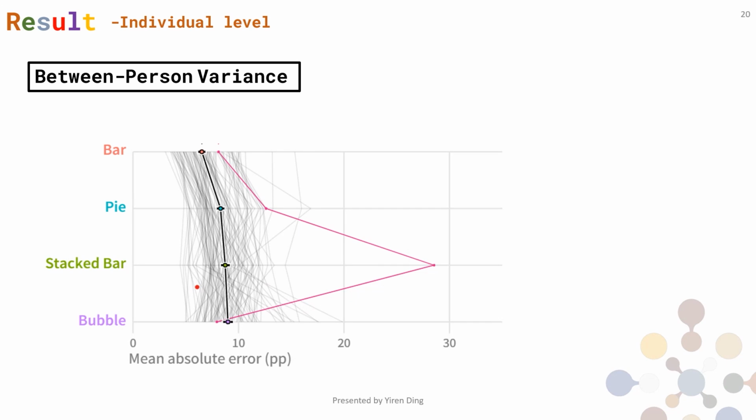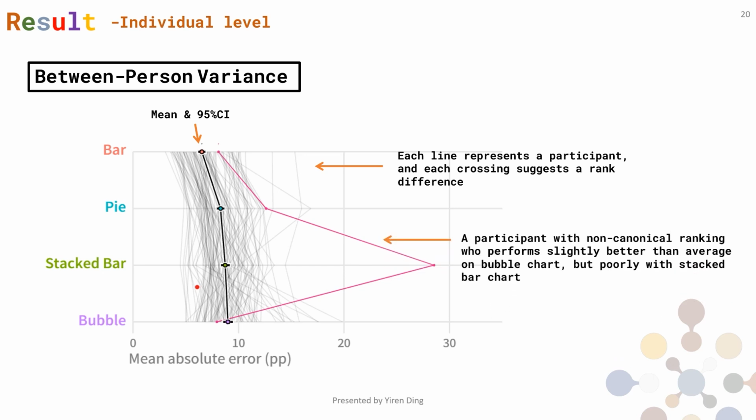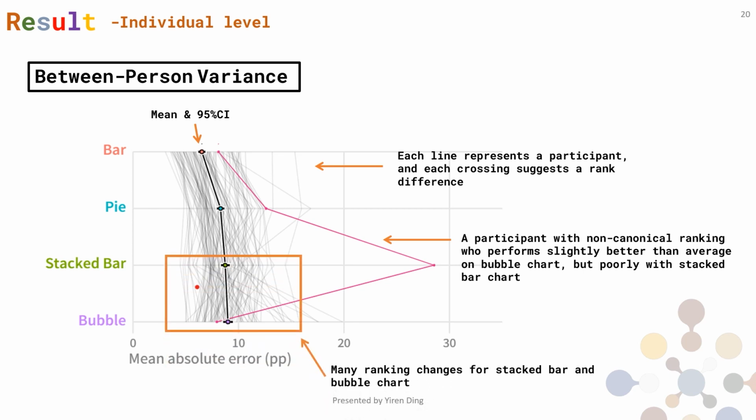Now, let's check the data from the individual level. This plot shows the performance of different people in our study. The black line is the average and the confidence interval for each visualization type. Each gray line is an individual observation. The pink line is an example participant we highlighted who does not follow the canonical ranking at all, and we can see how poorly this participant performs for the stacked bar chart. And each cross of the gray lines is a ranking change. We can see lots of crossings, especially for the bubble chart and stacked bar chart.